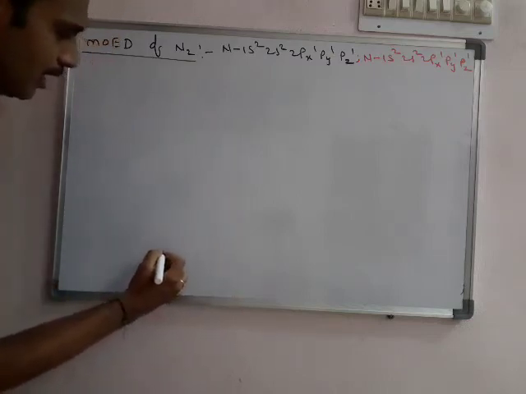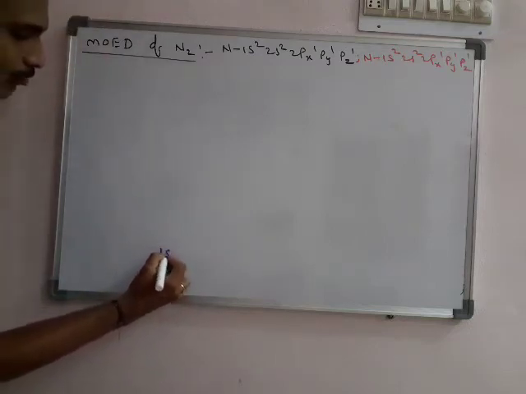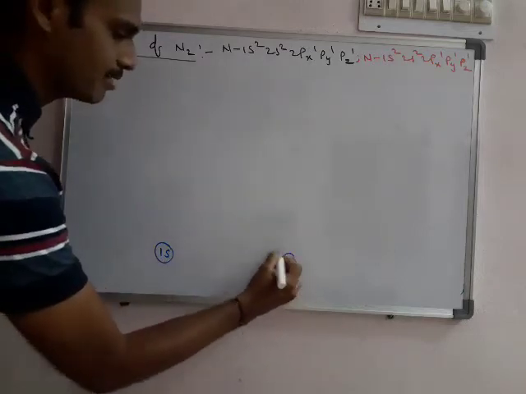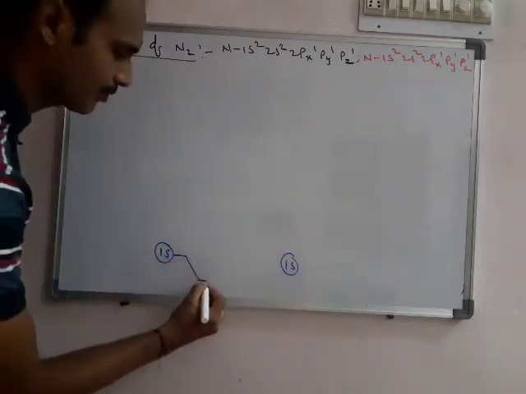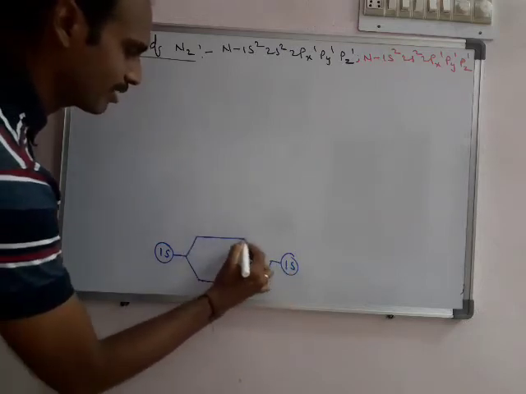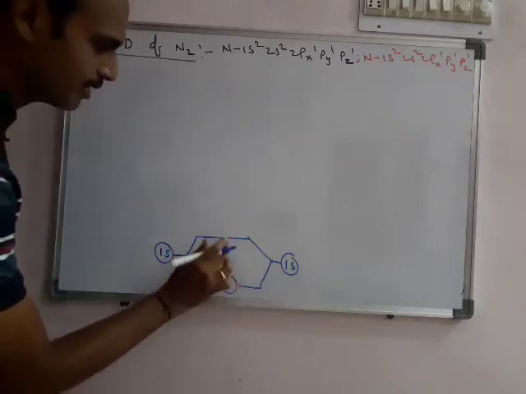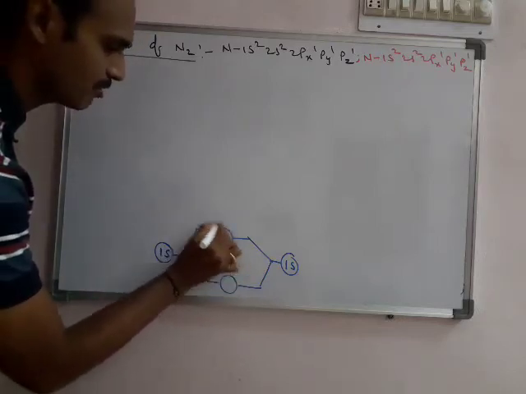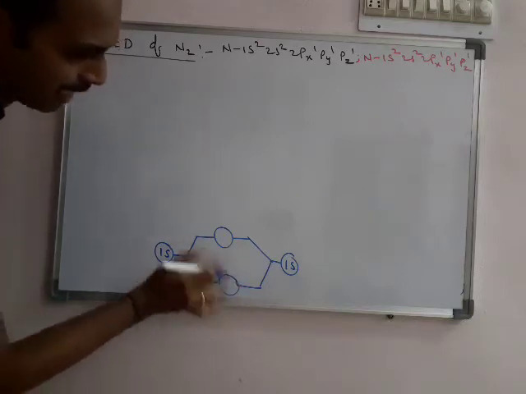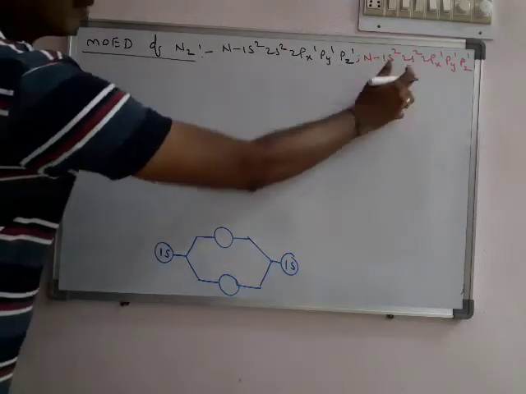So take 1s here, combined with the other 1s. What is formed? Sigma 1s and sigma star 1s. Here sigma 1s, here the formation of sigma star 1s. Try to give the same size. Next, here 2s is combined with this 2s.